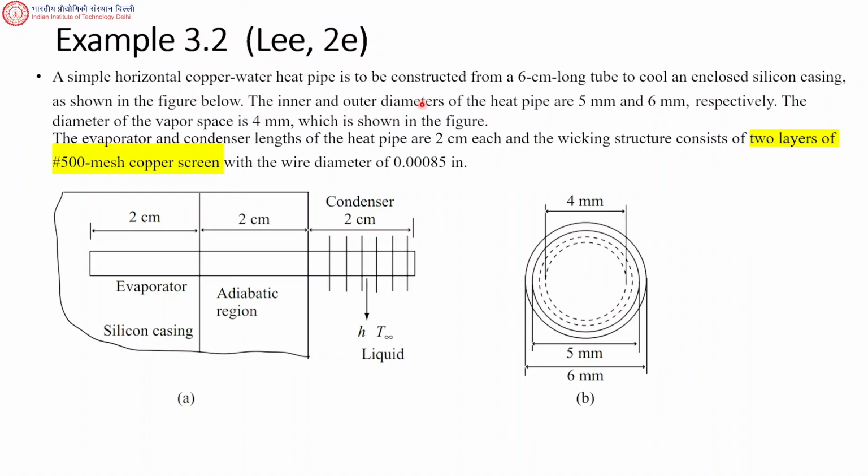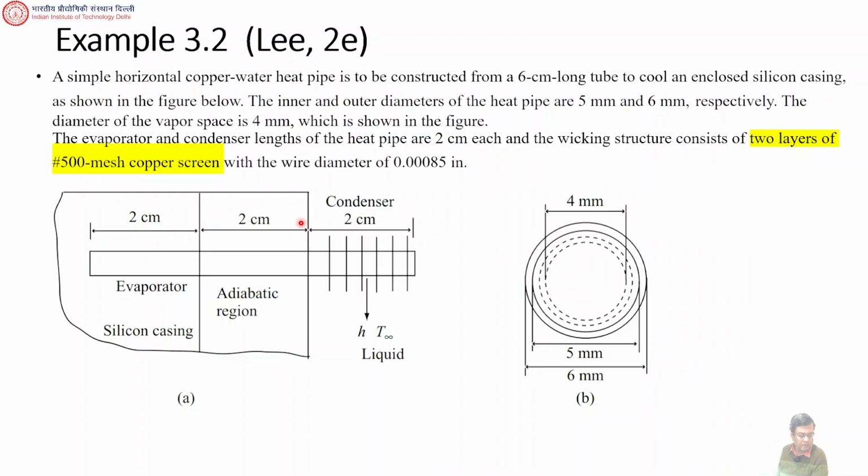A copper water heat pipe, 6 centimeter long tube, is enclosed in a casing to cool an enclosed silicon chip. So there is a silicon casing in which this copper water heat pipe is placed. Then inner and outer diameters are given. The diameter of the vapor space, we called it D subscript V, is 4 mm. So this shows all the dimensions. This is the diameter of the vapor space. Then the 5 and 6, and the lengths are 2 centimeter, 2 centimeter, and this is also 2 centimeter.